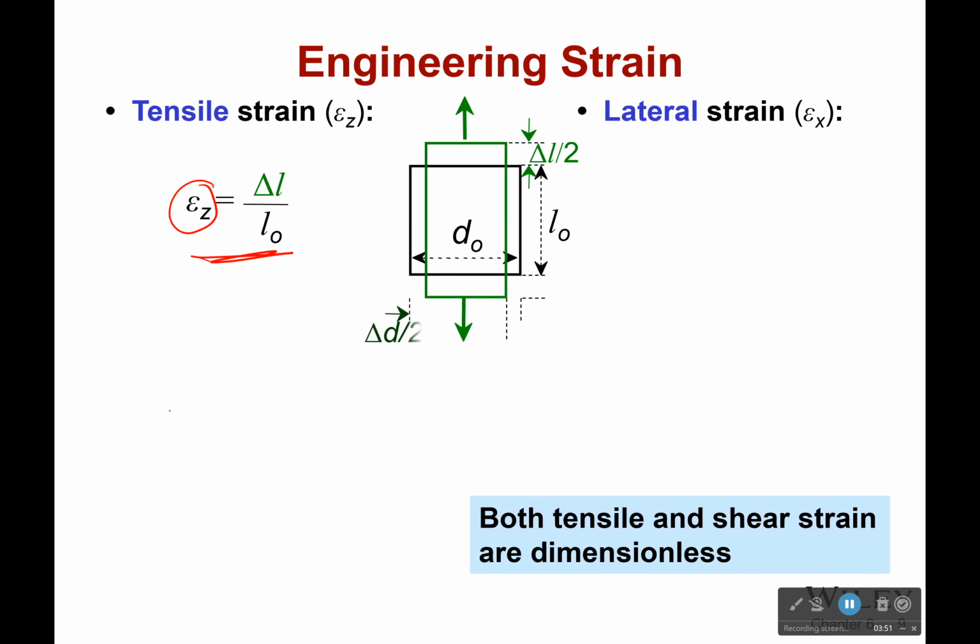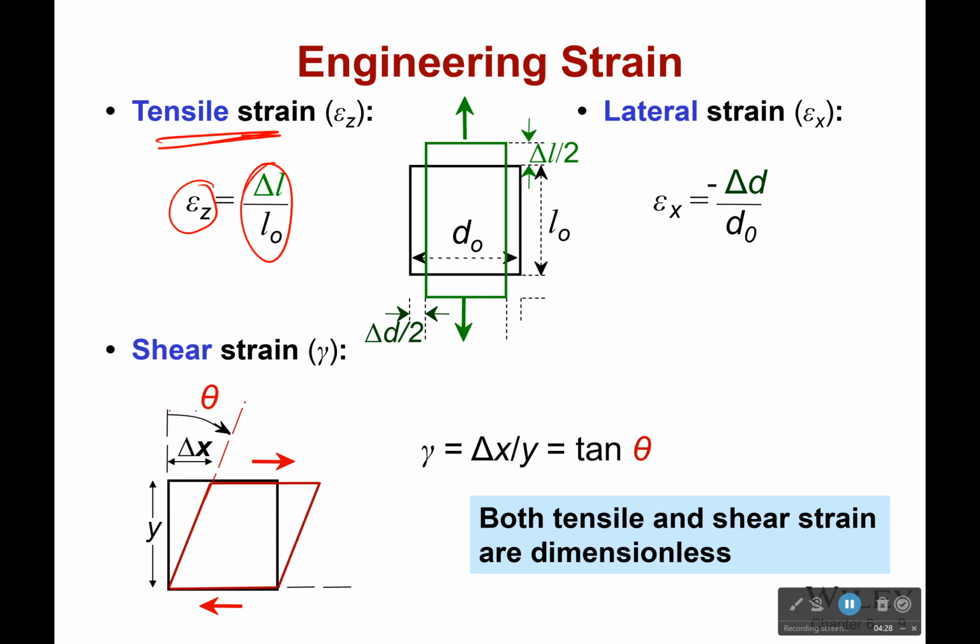But our strain does not have those same units. Our strain is unitless because we have length over length. The units cancel. So a lot of people just refer to it as strains, but just know it's a fraction, it's a number. Okay, then we have various types of strain here. We have the tensile strain, which comes from our tensile force. That's changing the length. And we have our lateral strain, which is going to be the change in the diameter, or the lateral dimension.